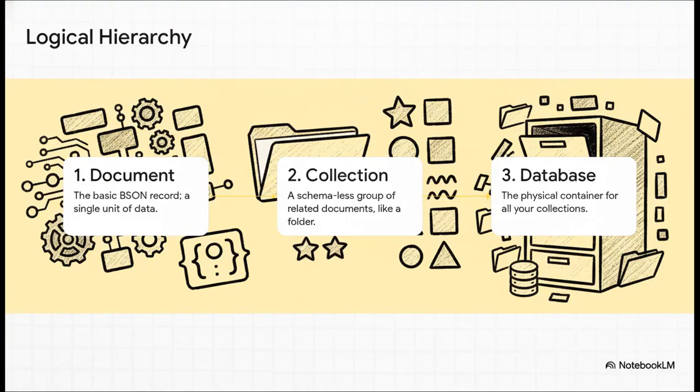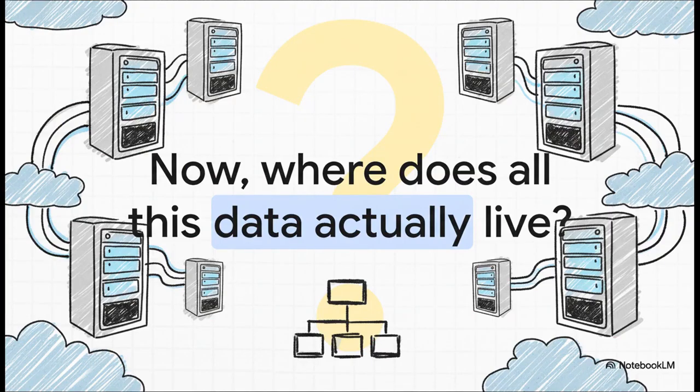It's actually a pretty simple hierarchy when you break it down. You've got your individual document, which is technically a BSON record. Think of that as a sort of binary supercharged version of JSON. Then you group related documents into a collection. This is kind of like a folder. And the magic word here is schema-less, which just means the documents inside don't all have to look exactly alike. Super flexible. Finally, you stick all your collections inside a database, which is basically the main filing cabinet for your whole project. So that's the blueprint, the logical organization.